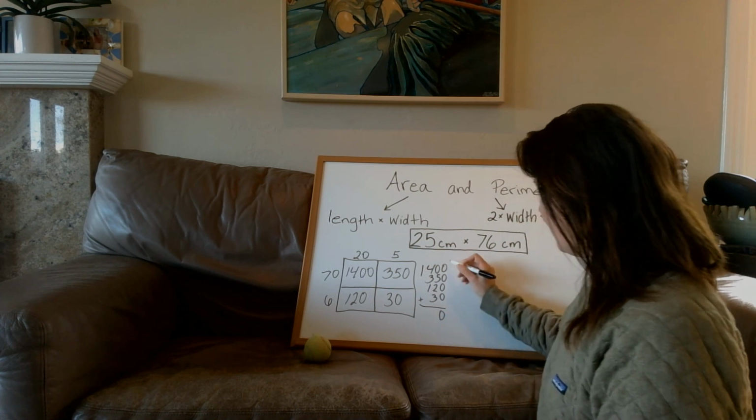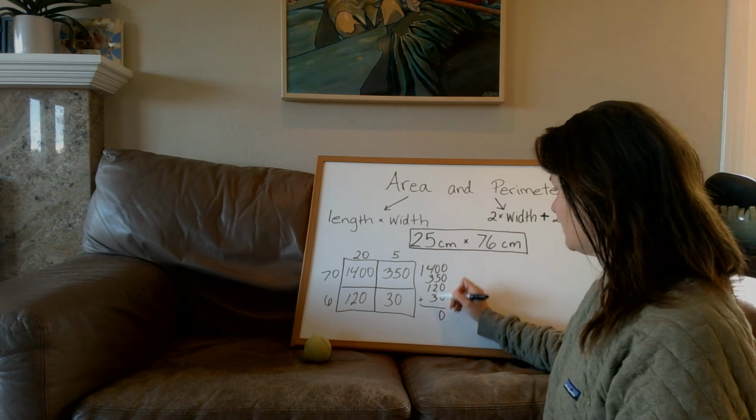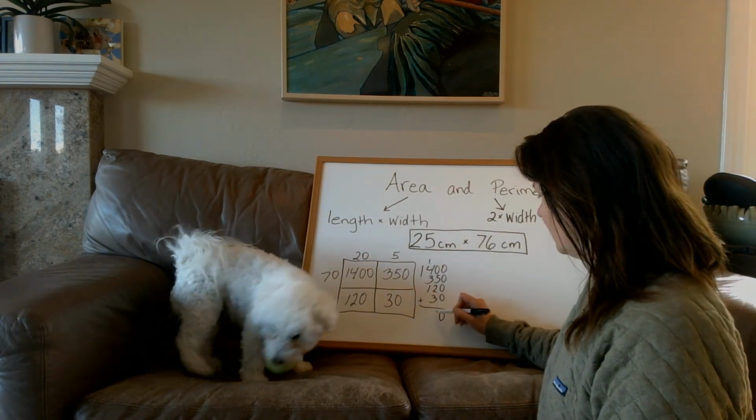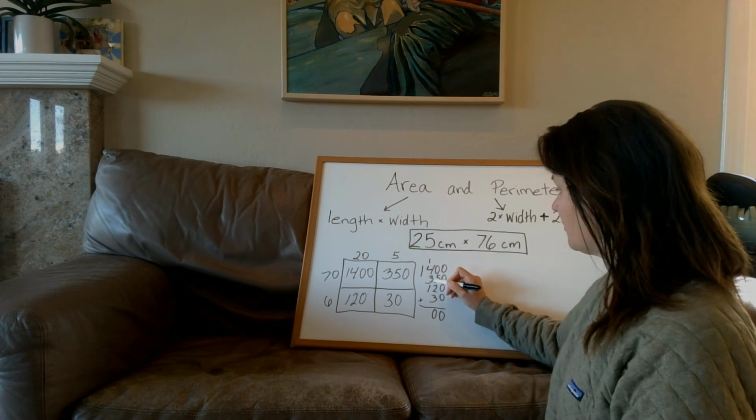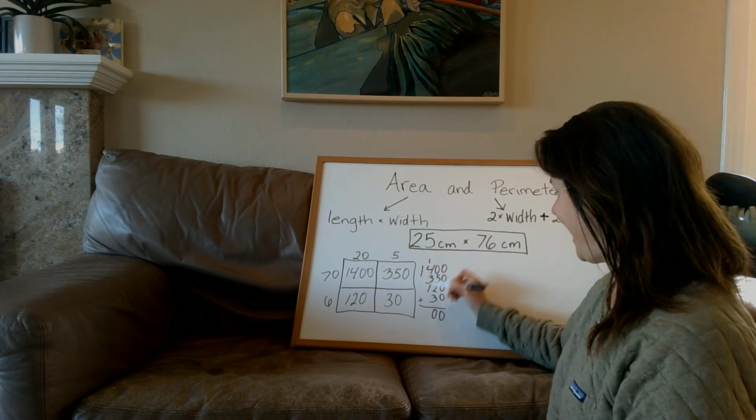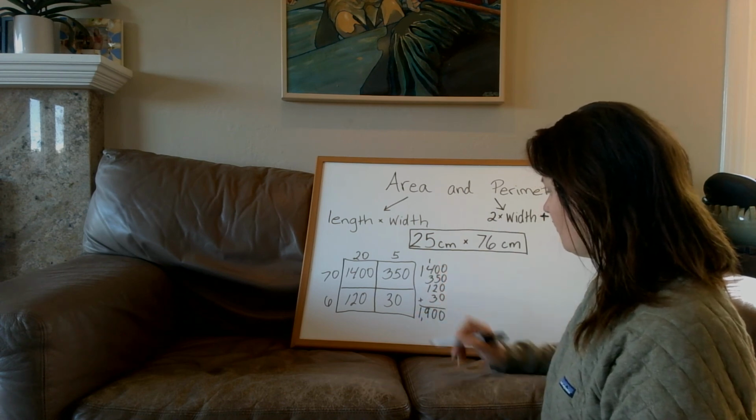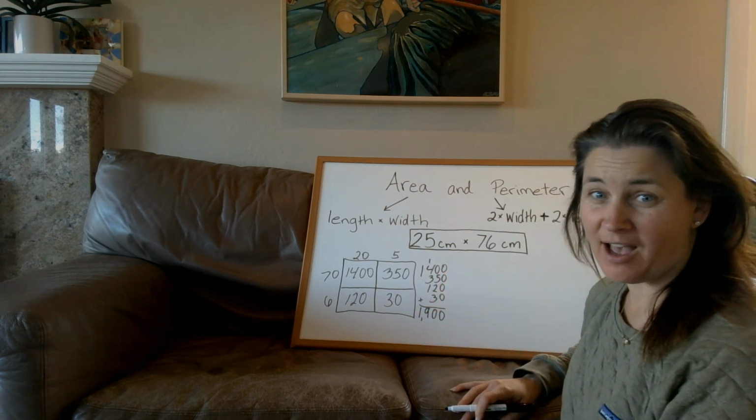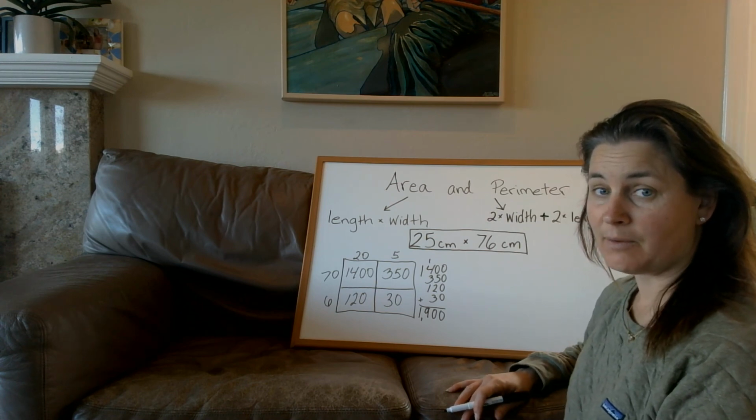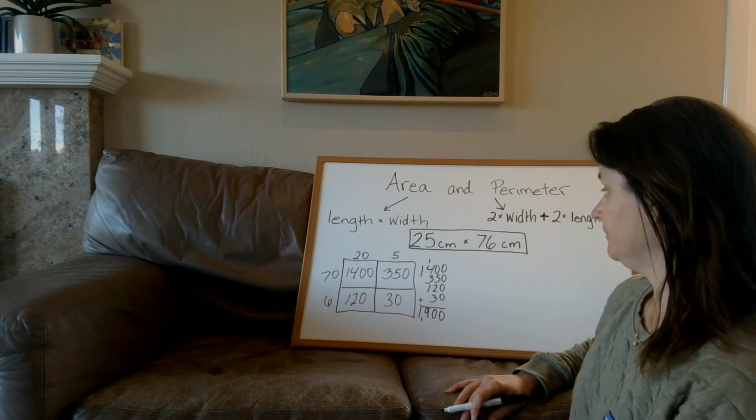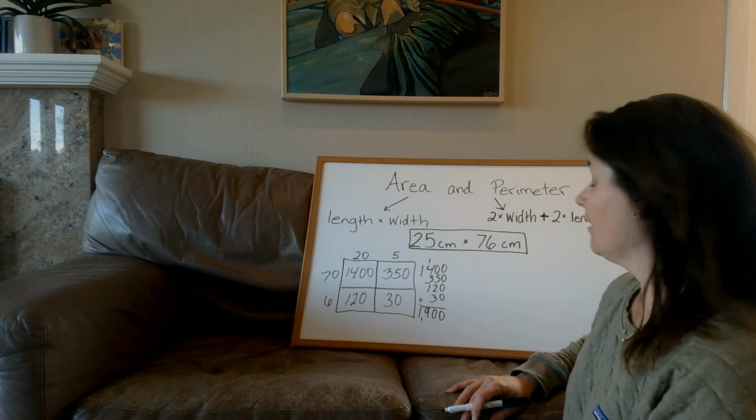Okay, I did my ones is a 0. 5 plus 2 is 7. 7 plus 3 is 10. 1 plus 4 is 5. Plus 3 is 8, 9. And then that 1 comes down for 1,900. Is that what you got? Okay. If you didn't get it, let's check your work and see where we went wrong. You'll have to check your own work. I can't help you through the video.